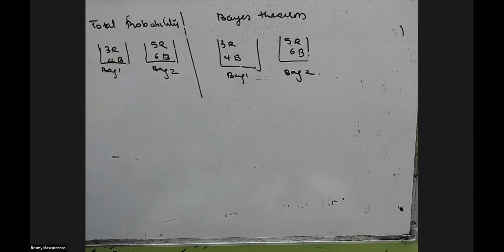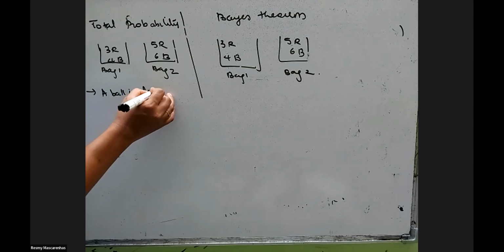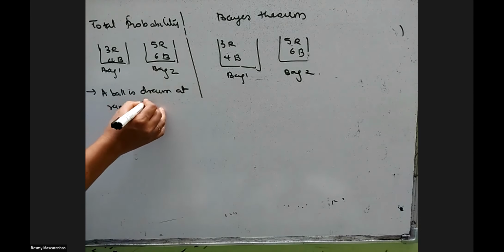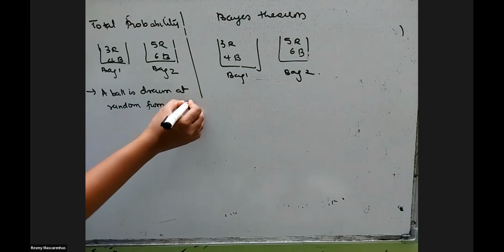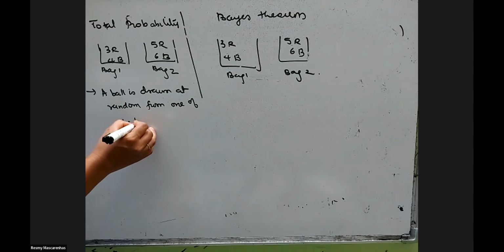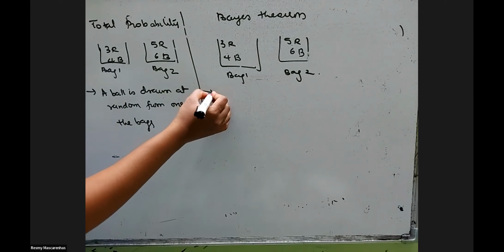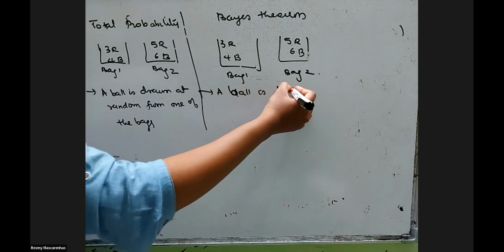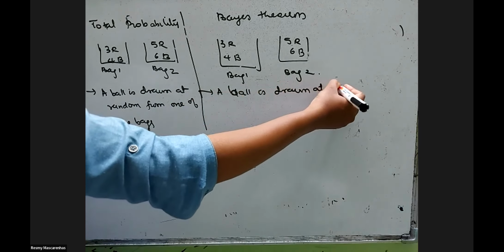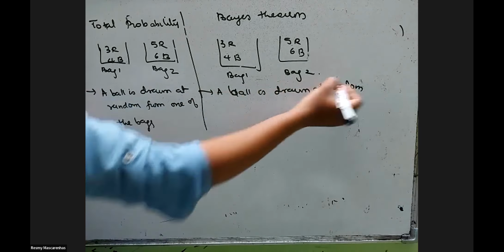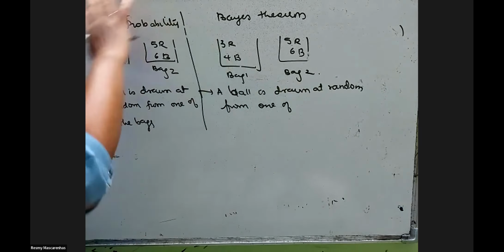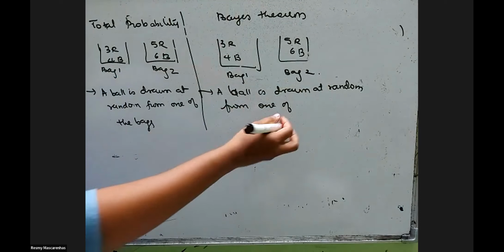This is also the same. A ball is drawn at random from one of the bags. Here also they say the same thing: a ball is drawn at random from one of the bags. Till here, this question remains the same for both.